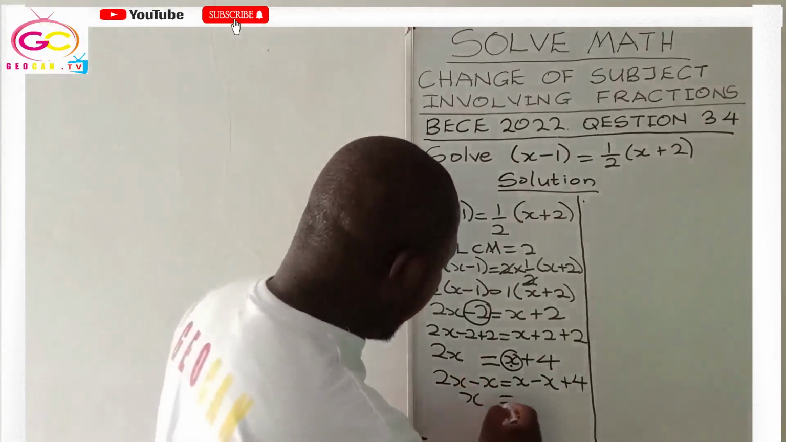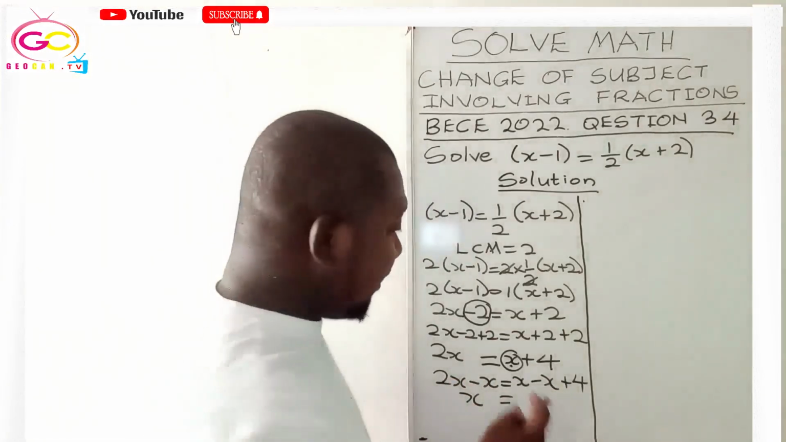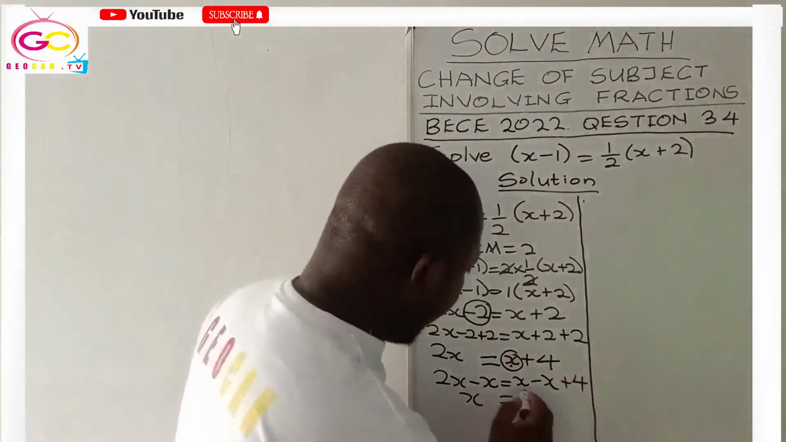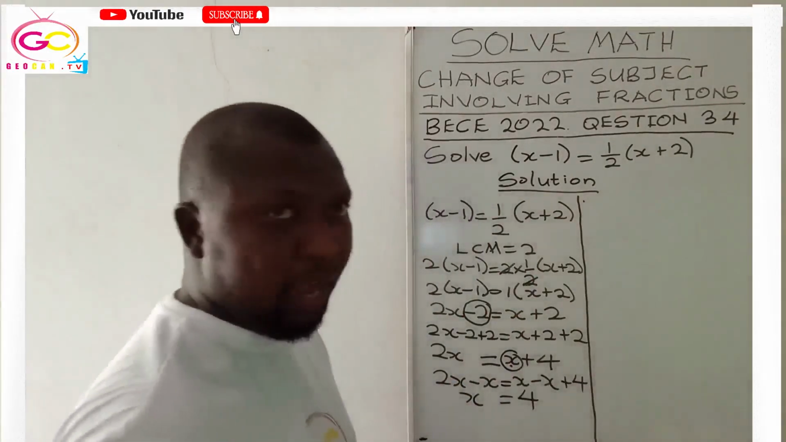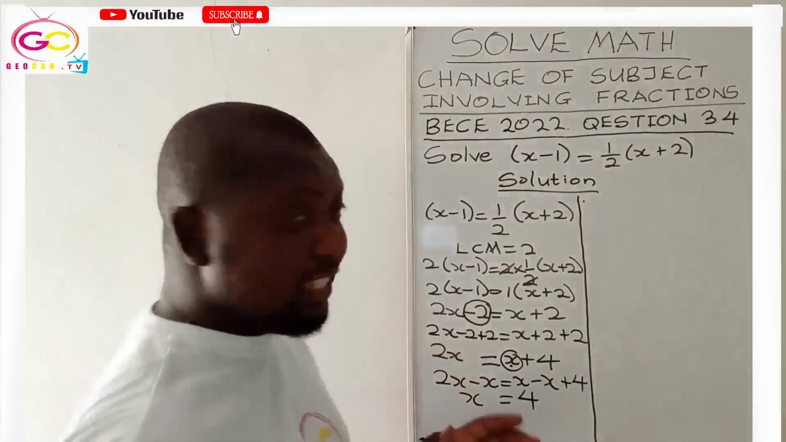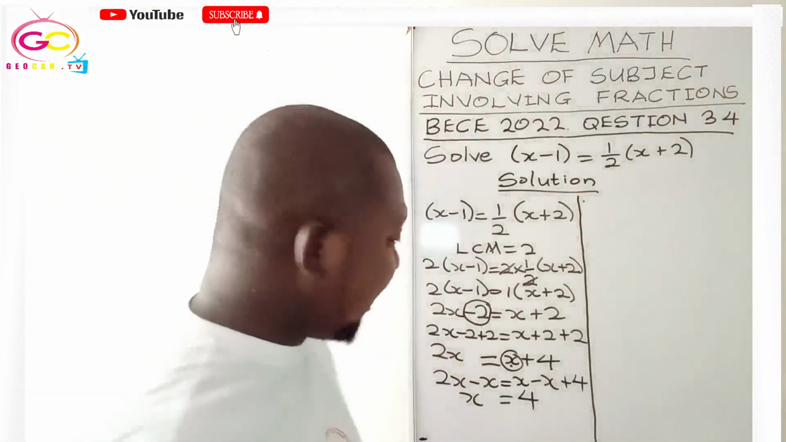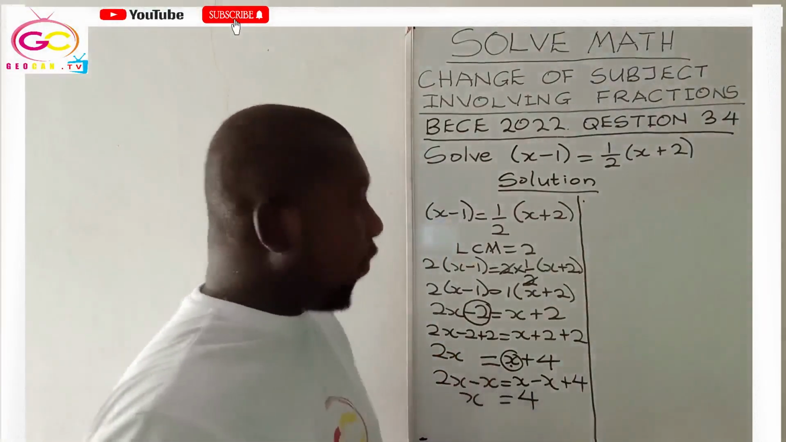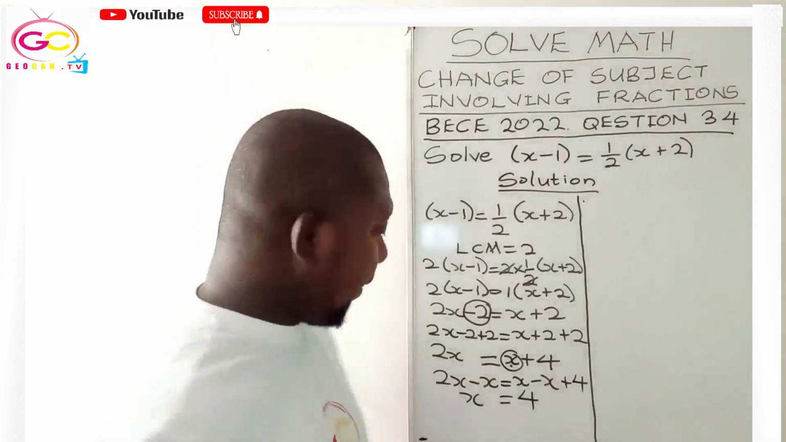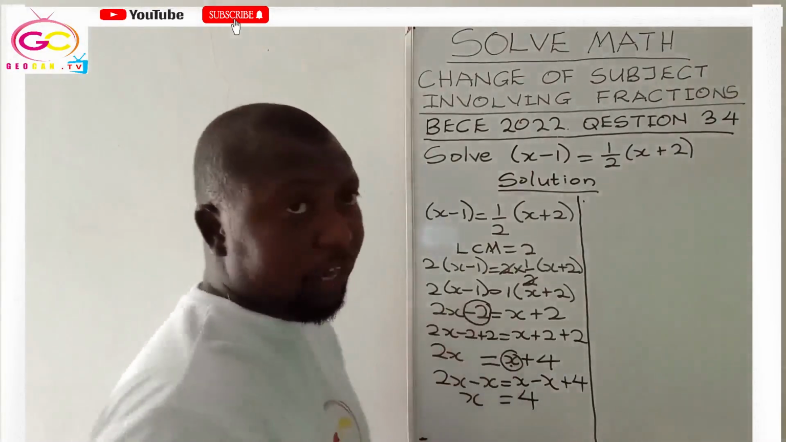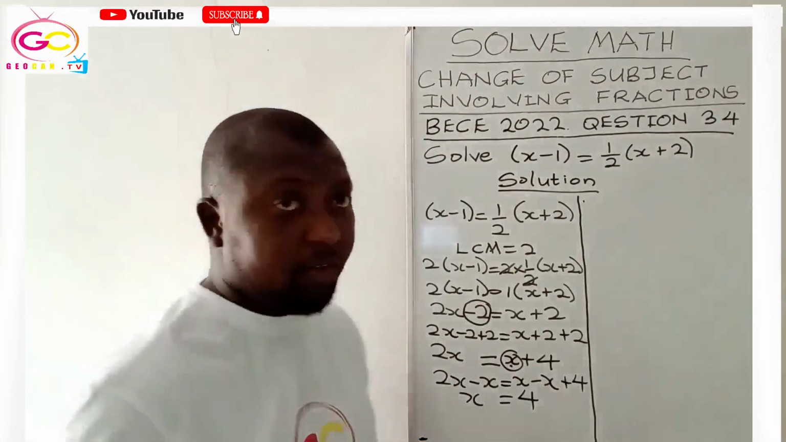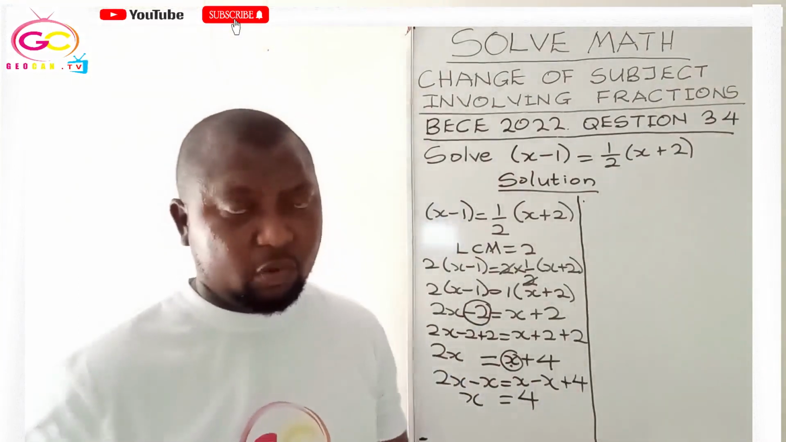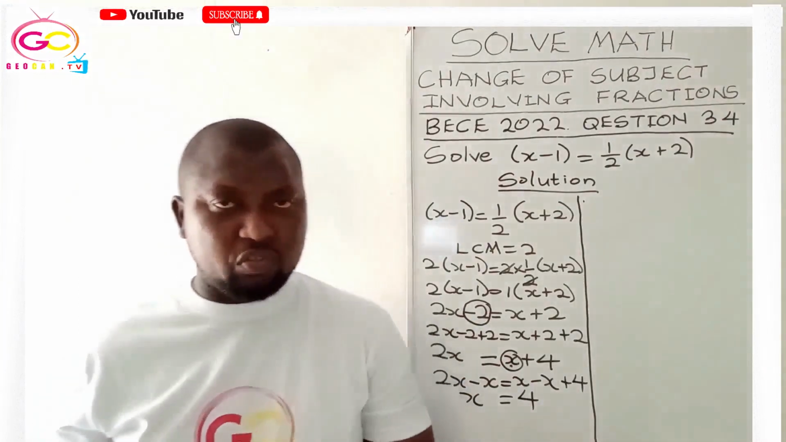Okay, now 2x minus x will give us what? x will be equal to, now x minus x will give us 0, so it's been eliminated. And you have 4 over there. I hope you can see that. Easy, easy, easy as A, B, C, D. So the value of x is equal to 4. We've been able to solve this particular equation. We've made x the subject, right? Math is systematic, okay? So in doing that, don't rush.